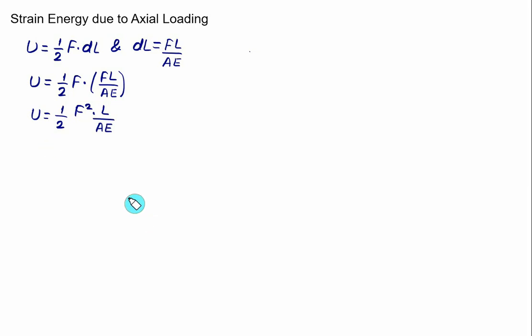In the last equation, if I multiply the area in the numerator, at the same time I divide it by the area, then I will get the final expression in the form of volume. So we have strain energy equal to 1/2 into F square, A into L, which is the volume, divided by area square times Young modulus. So we'll use this equation to compute the strain energy in the case of axial loading.